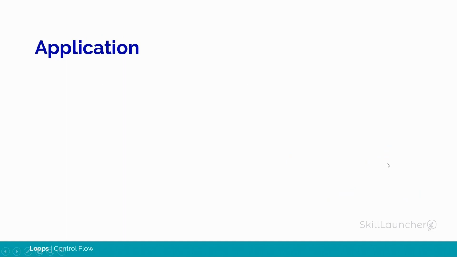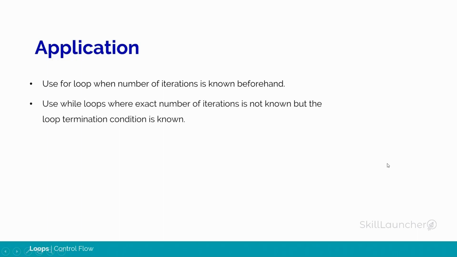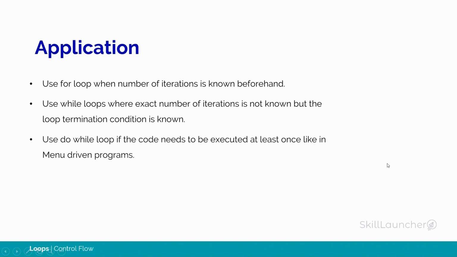When and where to use these loops. Use for loop where the number of iterations is known beforehand. That is, the number of times the loop body is needed to be executed is known. Use while loop where the exact number of iterations is not known, but the loop termination condition is known. And use do while loop if the code needs to be executed at least once, such as in menu-driven programs.